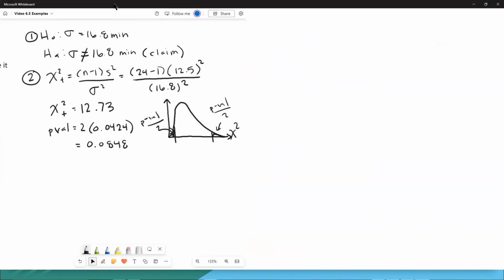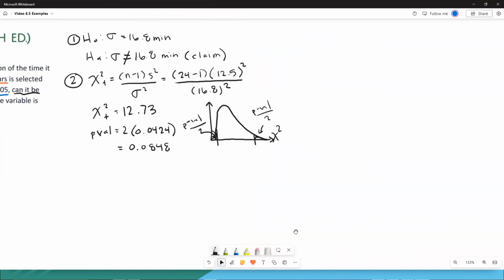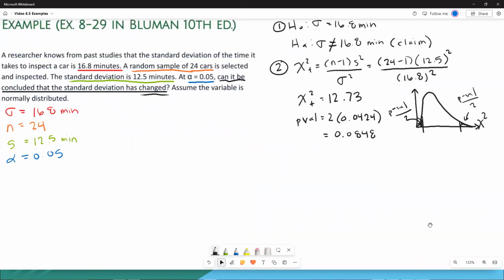From here, we kind of already know what we're doing. Step 3, we compare that p-value we just found to the alpha. So our p-value is 0.848, and our alpha is 0.05. 0.8 is bigger than 0.05. So p-value is bigger, we're not going to reject. Do not reject the null. For step 4, since we did not reject, there is not enough evidence.